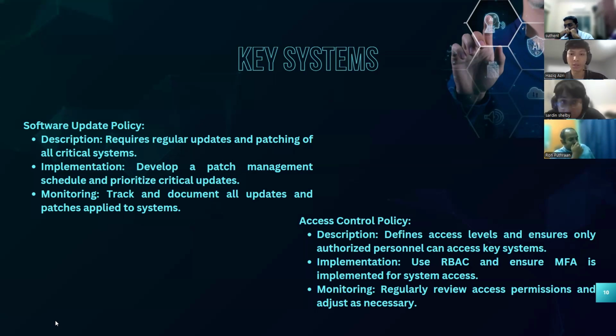Moving on to access control policy. It defines access levels and ensures only authorized personnel can access the key systems. So we will use RBAC and ensure MFA is implemented for system access. And then we will monitor it regularly by reviewing the access permissions and adjusting as necessary. Next slide.